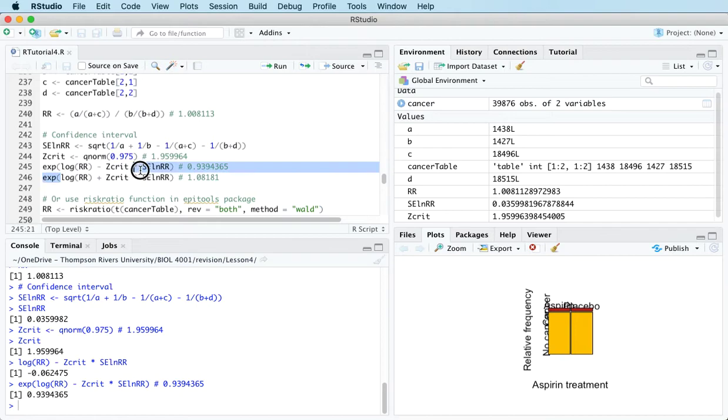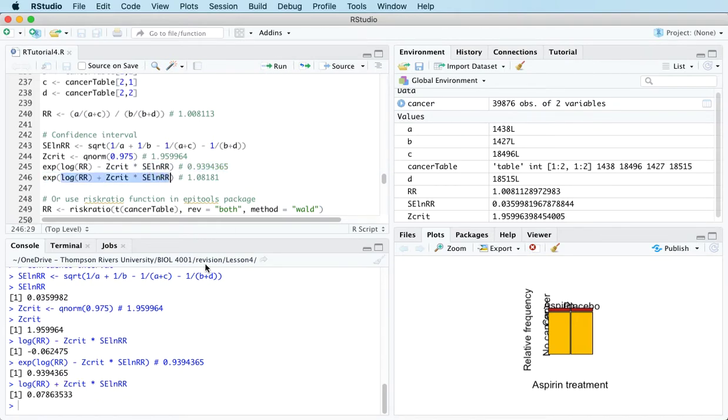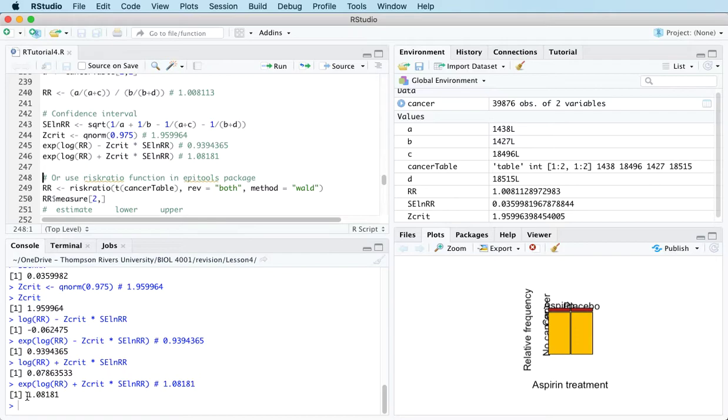And then similarly, here's the upper bound for the log relative risk. If I exponentiate it, I get the upper bound for the relative risk. So 1.08181, or if I round that to 2 decimal places, 1.08. So we're 95% confident that the relative risk in the population is between 0.94 and 1.08. In particular, we can't really rule out a relative risk of 1, because 1 is inside that interval.